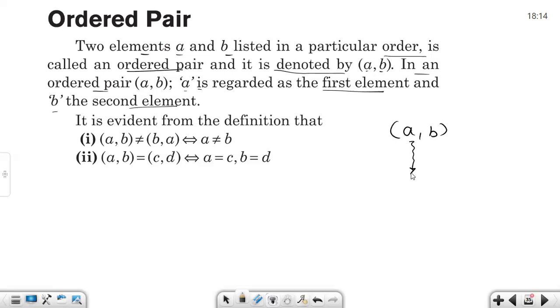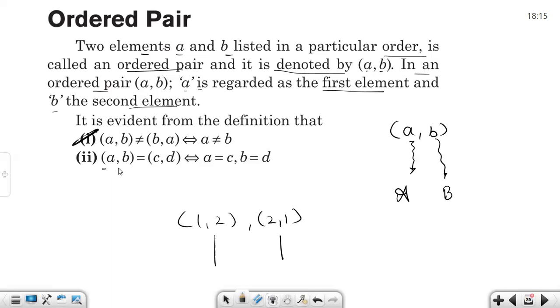This must belong to set A, and this must belong to set B. It means not particularly a and b, that's why I'm writing a and b. These are the sets and these are the elements of those sets. It is evident from the definition that these two ordered pairs, (a, b) and (b, a), are not equivalent. They are different. They are not the same. This is what is written here.